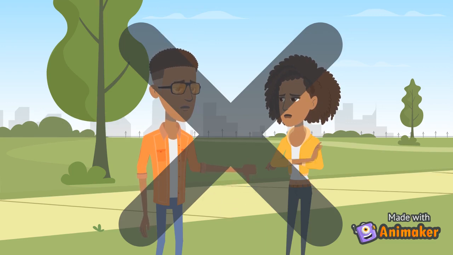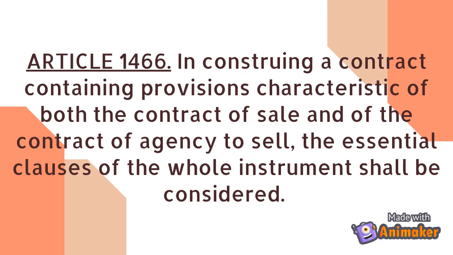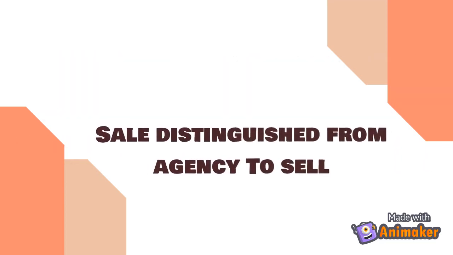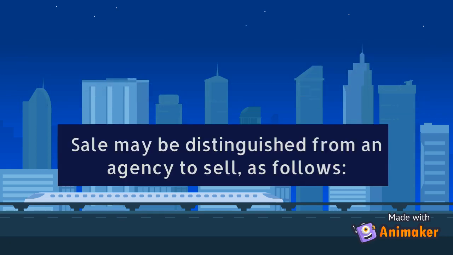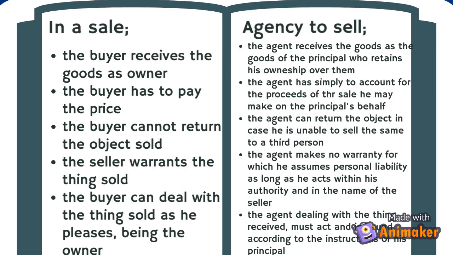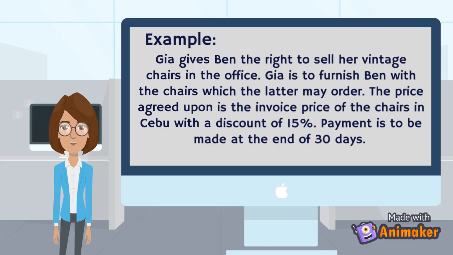Article 1466. In construing a contract containing provisions characteristic of both the contract of sale and of the contract of agency to sell, the essential clauses of the whole instrument shall be considered. By the contract of agency, a person binds himself to render some service or to do something in representation or on behalf of another, with the consent or authority of the latter. Sale may be distinguished from an agency to sell as follows. Here's an example.